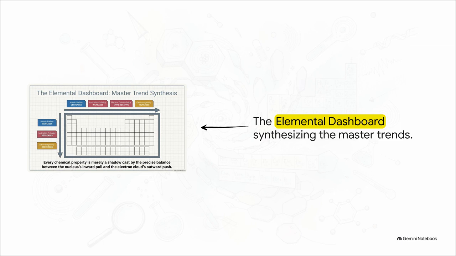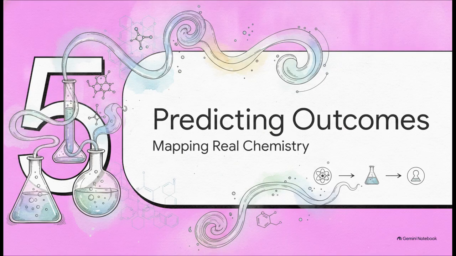So the absolutely crucial takeaway from this entire master synthesis dashboard is this. Every single chemical property you observe, whether it's atomic radius shrinking, ionization and electronegativity spiking, or electron gain enthalpy becoming more negative, it is all merely a shadow cast by that one central tug-of-war. The whole shebang traces back to the precise balance between the inward pull of the nucleus and the outward push of the electron cloud. Which leads us to our final section, Section 5, predicting chemical outcomes.